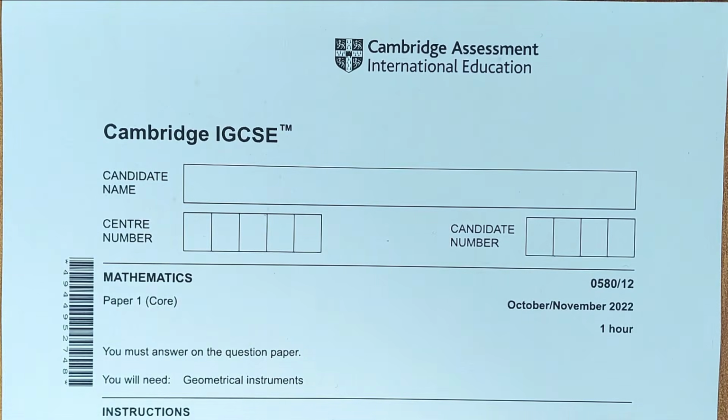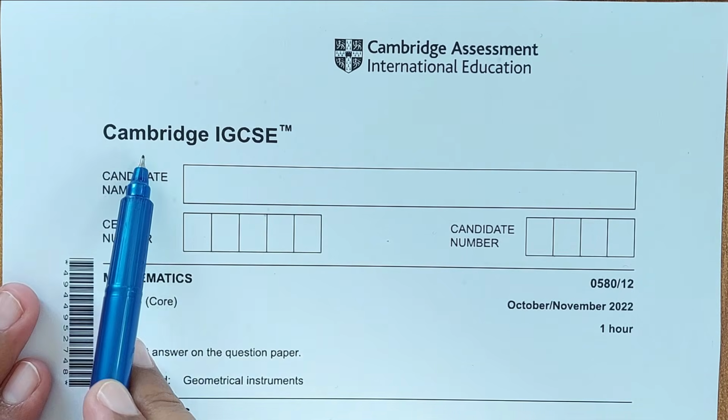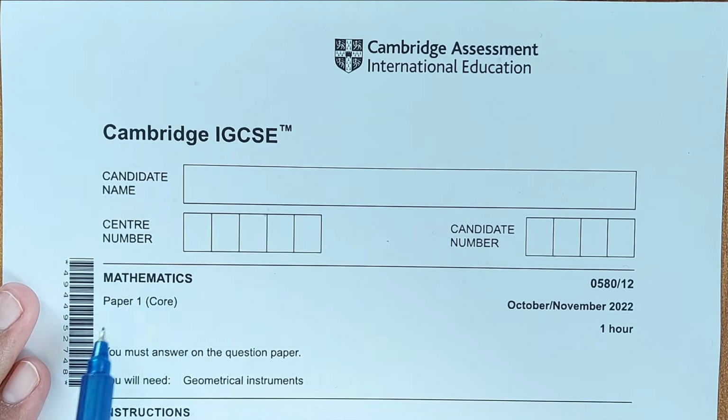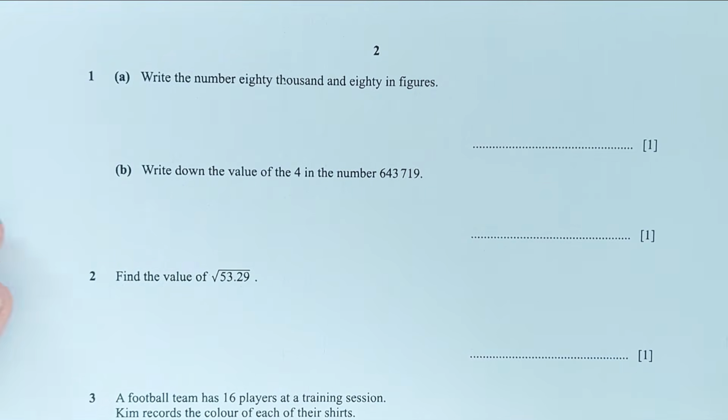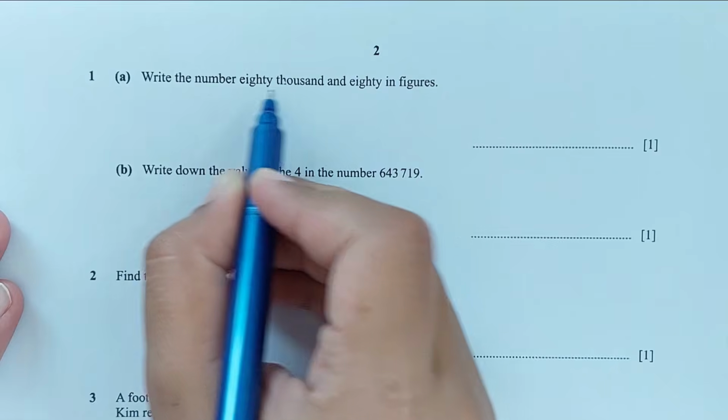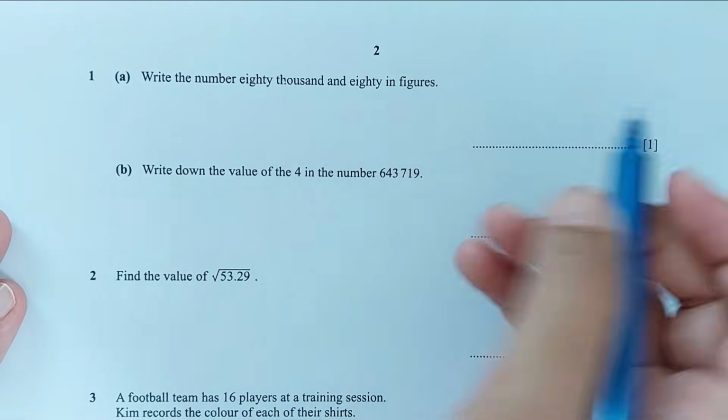Hi everyone, in this video I'm going to solve Cambridge IGCSE Mathematics Paper 1 Core, October-November 2022 session, Paper 1-2. So let's start with the first question. Question number 1, Part A. Write the number 80,080 in figures.